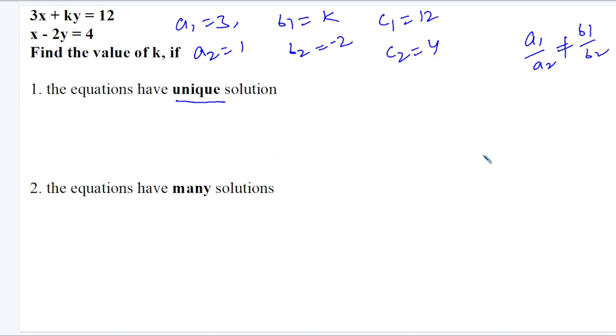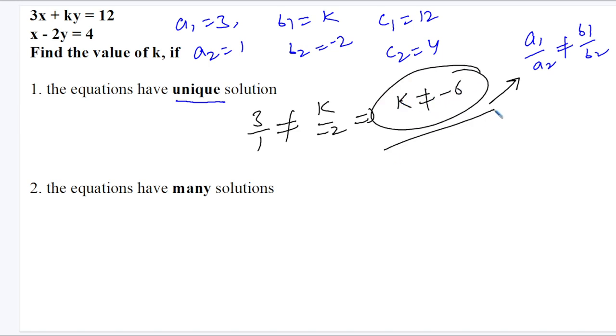When I'm looking for a unique solution, what do I need to look for? I need to look for a1 over a2 not equal to b1 over b2. So 3 over 1 not equal to k over -2. It means I can simply cross multiply. This 2 will go there. So k not equal to -6.